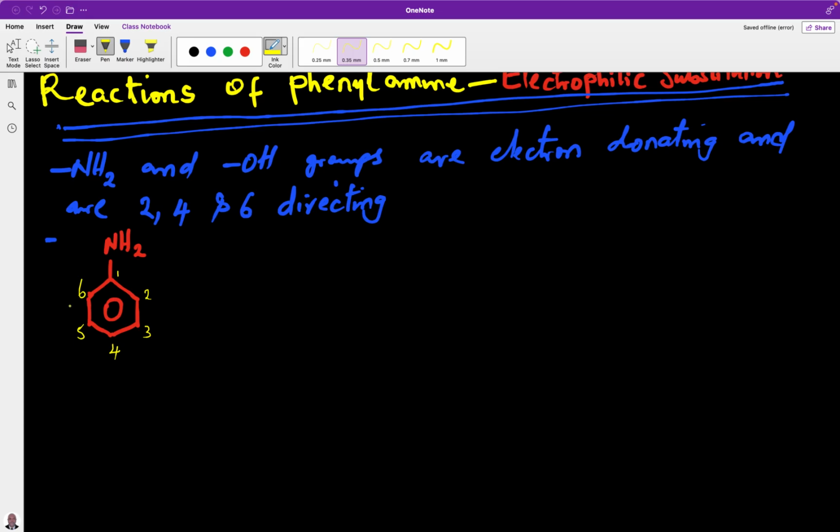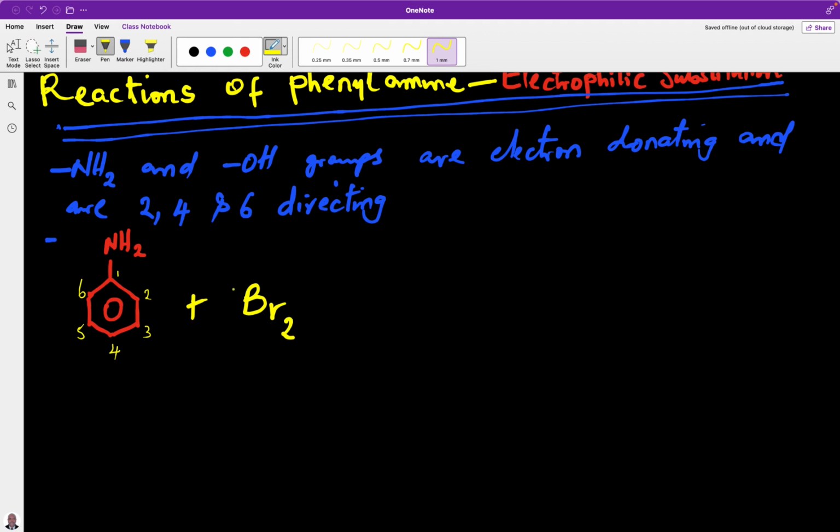So in that case, let me just go ahead. I will not wipe the positioning. I just want to put it so that learners can better understand it. Plus bromine, plus bromine. So it is 2, 4, and 6 directing. It means we need 3 bromine. There will be 3.